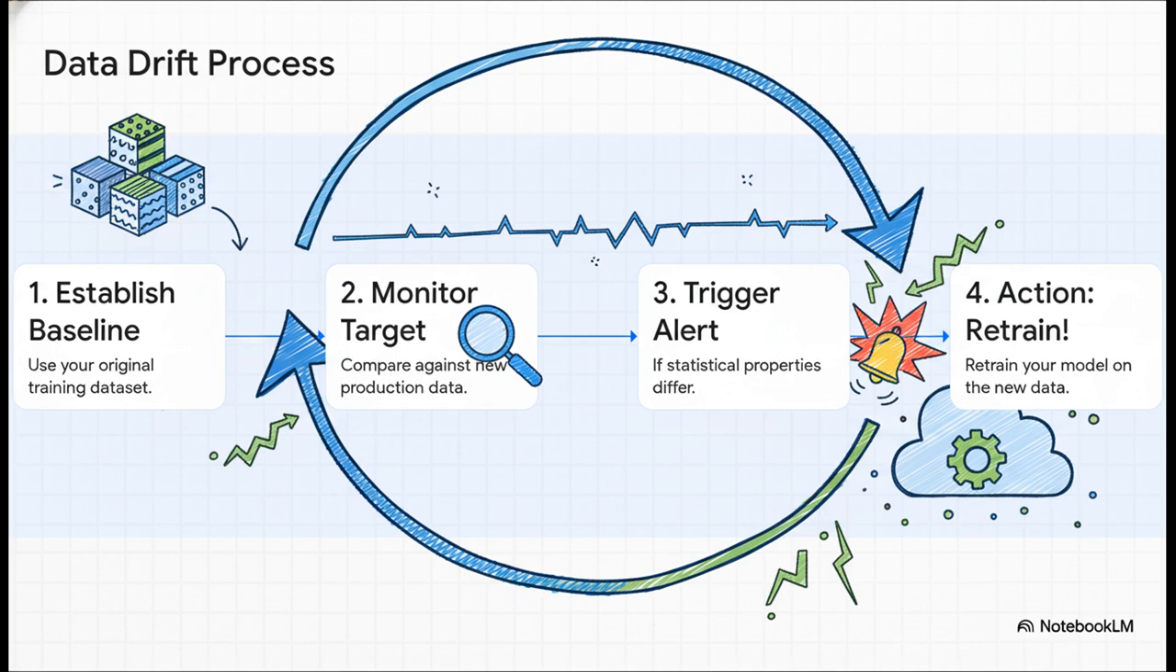It's a pretty logical four-step loop. First, you establish a baseline. That's the data you originally trained on. Next, you monitor the new data that's coming in. If the new data starts to look statistically different from the old data, bam, you trigger an alert. And the final step, the action, you retrain your model on this new, fresh data so it can stay relevant.